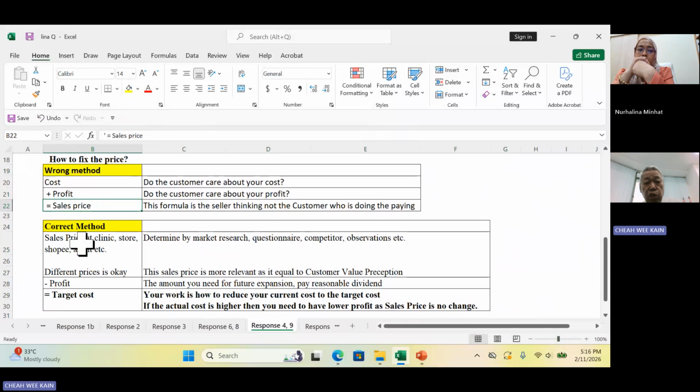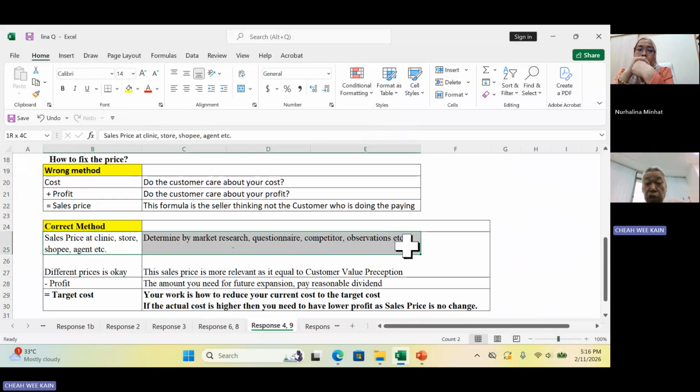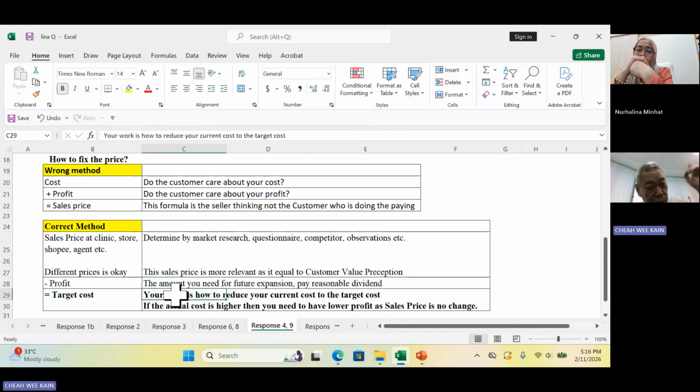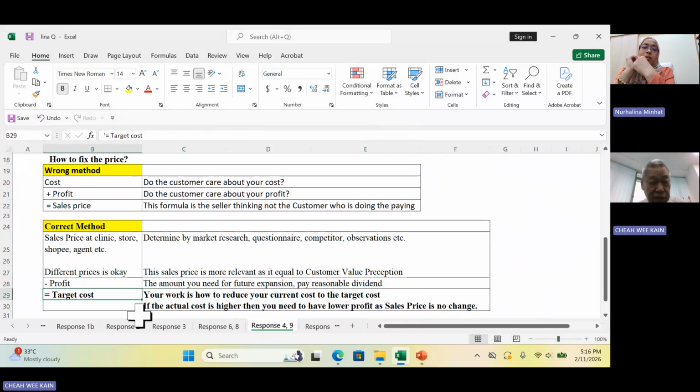The correct way to run business is to understand this one. And this may change because of political, economic, social, and technology. So you have to monitor this. Okay, this also may change. You may want to have more money for expansion. Right? So what is your job? Don't get wrong. Your job is to try to reduce your current cost to the target cost. Yes. Is that understood? Many people won't teach you this one because they don't know. That's why many companies fail.